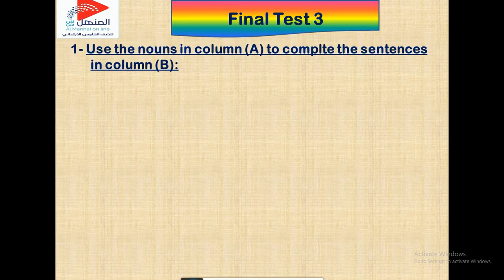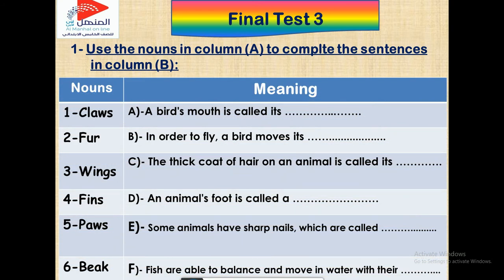All right, let's move to the third question here, which is so easy for you. Use the nouns in column A to complete the sentences in column B. You have two columns, the left column, which is nouns, and the meaning of these nouns. So let's read the nouns from 1 to 6. Close, fair, wings, fins, paws, beak. You have to match each with the correct definition. All right, guys, take 1 minute and then I'll come back to you.